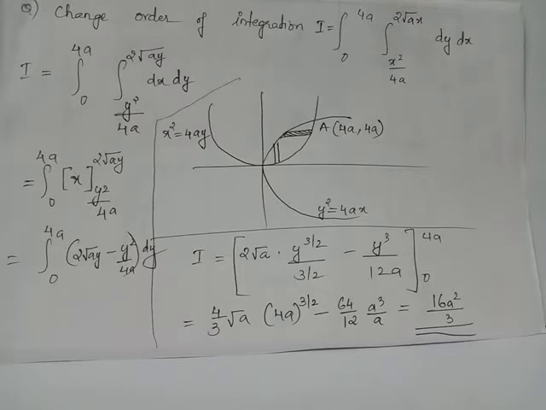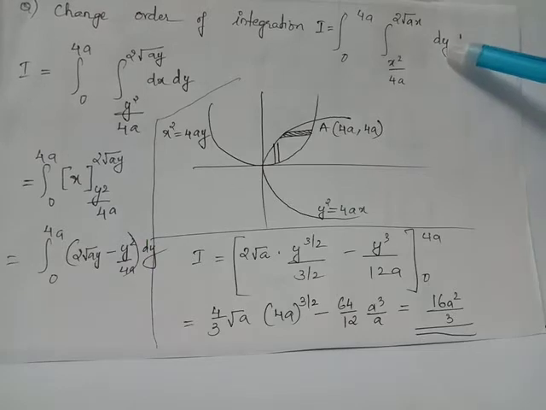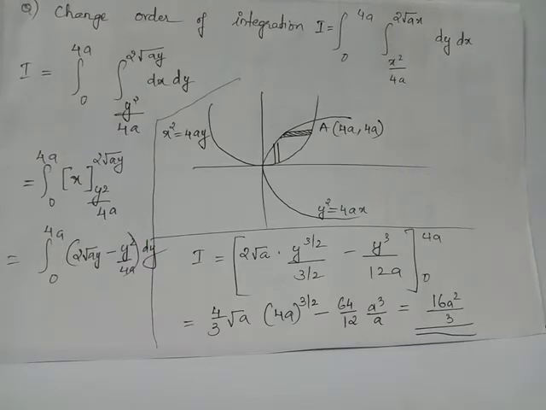Let us find out the boundaries looking at the double integral given. We have y changes from y equals x square by 4a to y equals 2 times root of ax, which means that the region over which we have to perform integration has y equals x square by 4a as the lower boundary and y equals 2 times root of ax as the upper boundary.